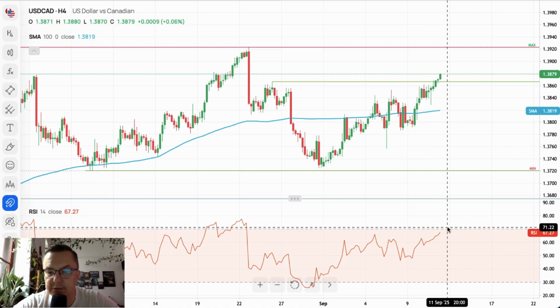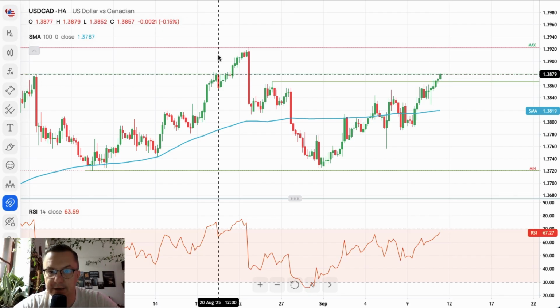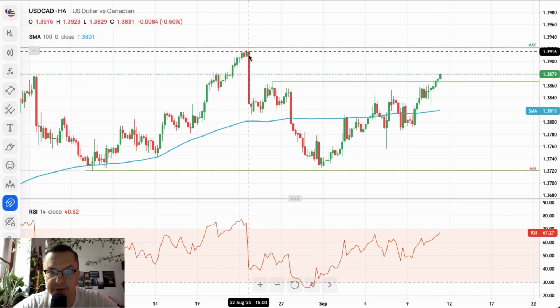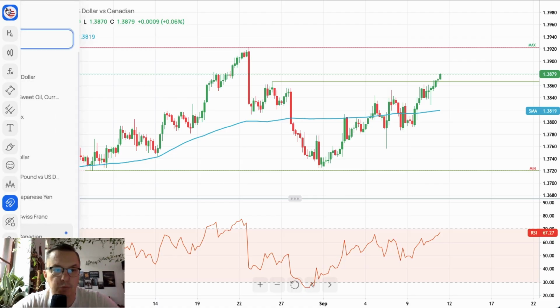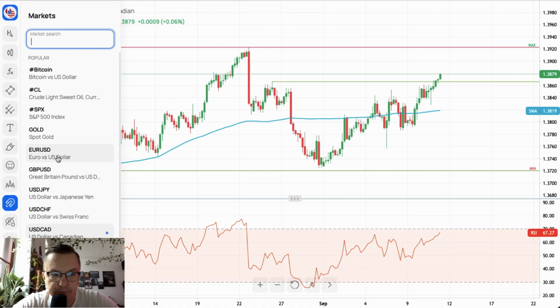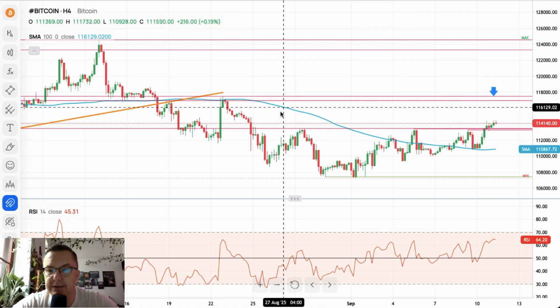There's a little bit of room to the upside before we hit extremely overbought conditions. There's a little bit of room to the upside here before we hit 1.3923, the target for the bulls. So it looks like a pretty nice situation here. Up should we go. And now, last but not least, let's take a look at the crypto.